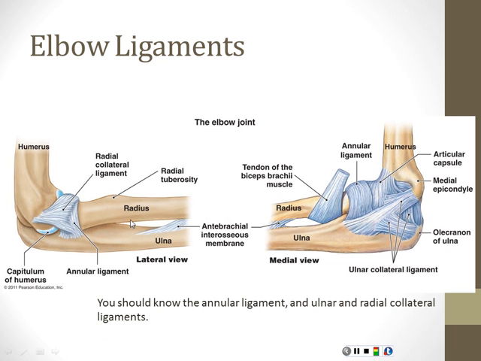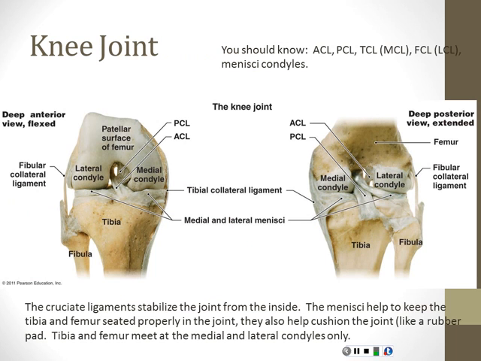The strong part of the elbow joint is the ulna-humerus part. So the humero-ulnar joint is the strongest joint at the elbow. And then the radio-ulnar joint is the most flexible because it does that spinning motion that we saw a video of. All right. So that's the elbow. And then the knee.